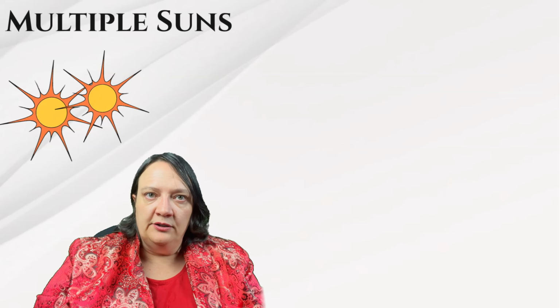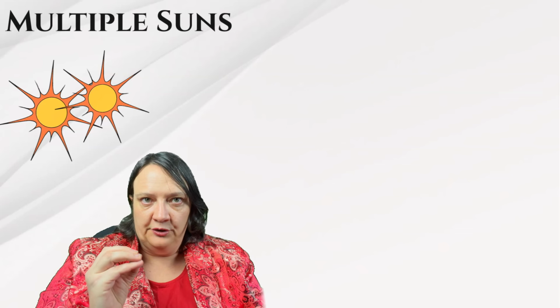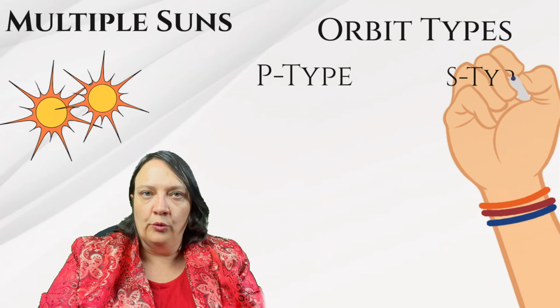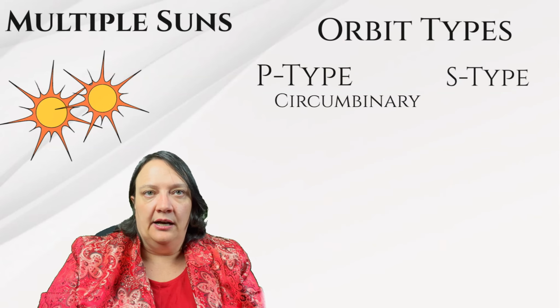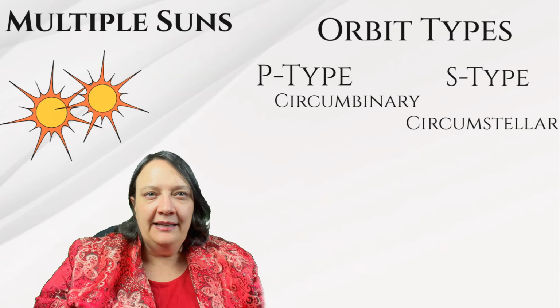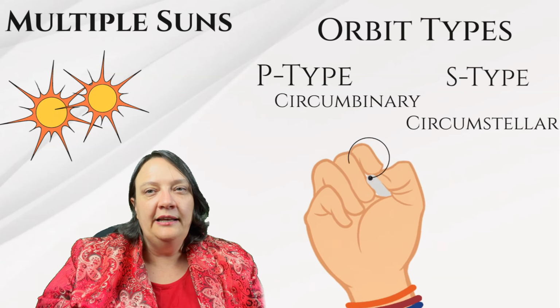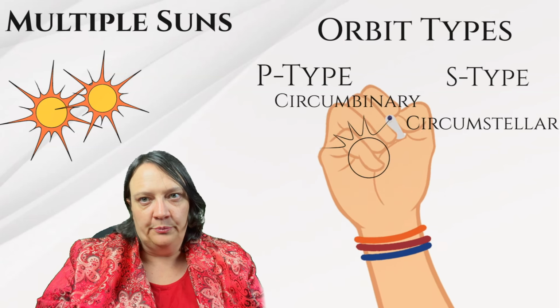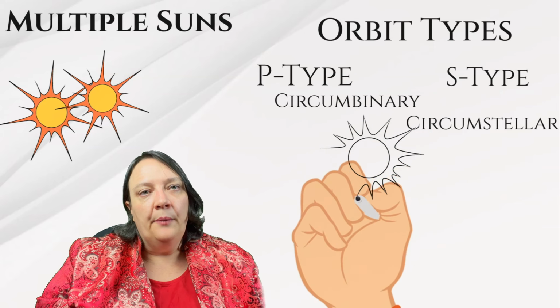But the important thing to bear in mind is that there are two types of orbits that matter here for planets in binary star systems: P-type and S-type. P-type orbits are known as circumbinary, and S-type are called circumstellar. So let's really delve into the difference of these two orbits, because they really are critical to understanding multiple suns. First, let's talk about P-types.